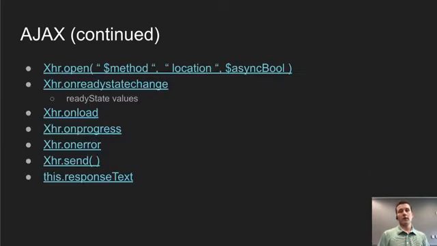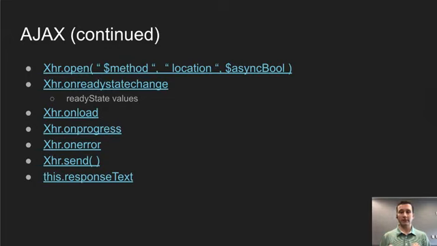So, here's a quick rundown of Ajax. We have these methods: xhr.open, xhr.onreadystatechange, xhr.onload, xhr.onprogress, xhr.onerror, xhr.send, and then this.responseText, right? So we replace the method with get, post, put, or delete as the first parameter. And then the URL is the location, that's the second. This should be set to true. And then false is synchronous, however you get a warning as it is being deprecated.